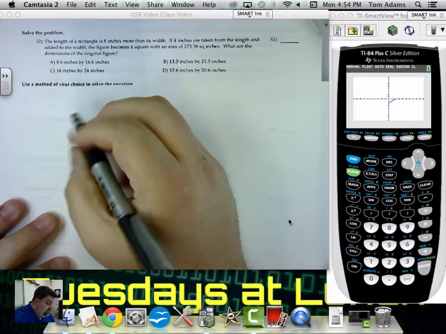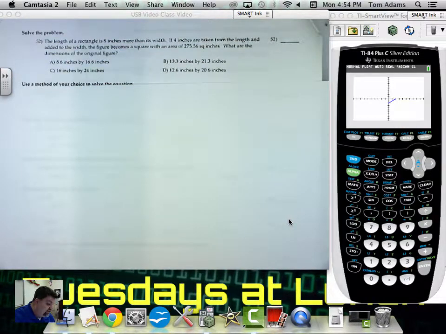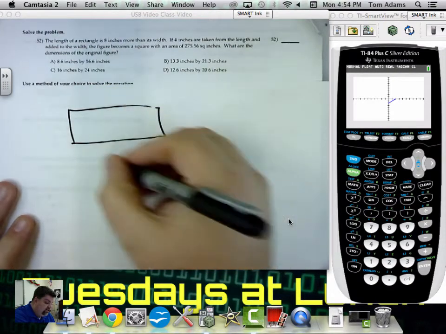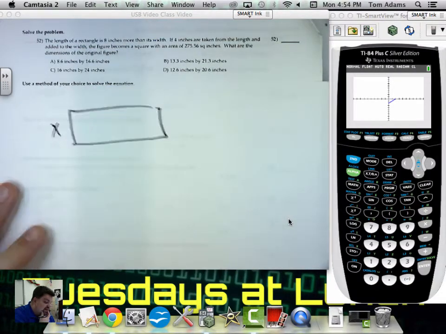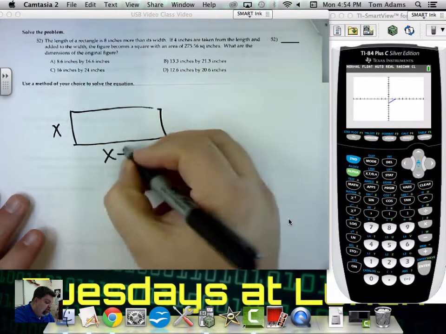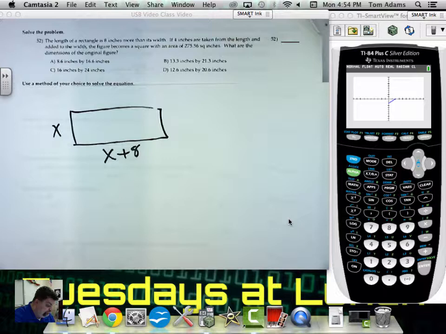Okay, so for problem number 52, it says the length of a rectangle is 8 inches more than the width. I'm just going to sketch a little rectangle here. And we'll call the width x because we don't know what it is. And it says that the length is 8 inches more, or x plus 8.